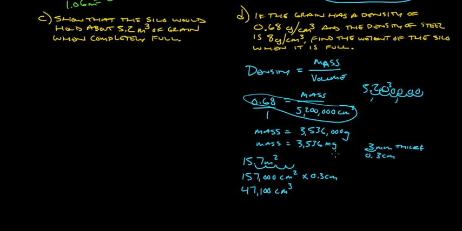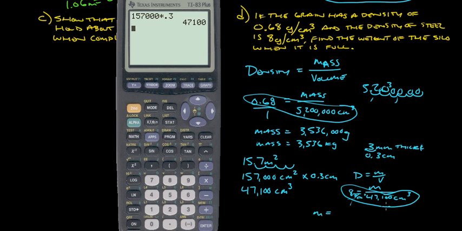So let's do this. Density equals mass divided by volume. So in this case, the density is 8 equals our mass divided by our volume, which is 47,100 cubic centimeters. And again, thankfully we're already in centimeters cubed here, because this is grams per centimeters cubed. So we're just going to cross multiply like we did before, and really that's over 1, divide by 1. So we get that the mass is going to be 8 times 47,100.